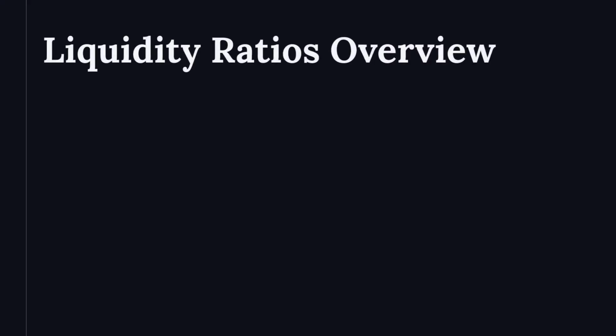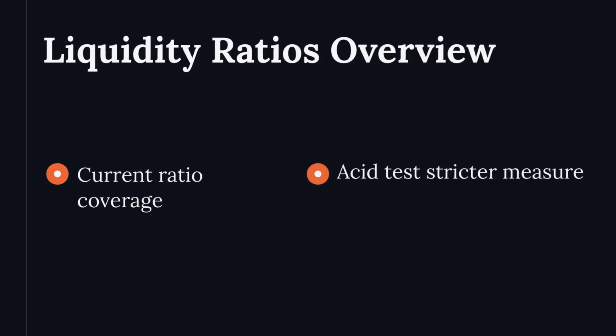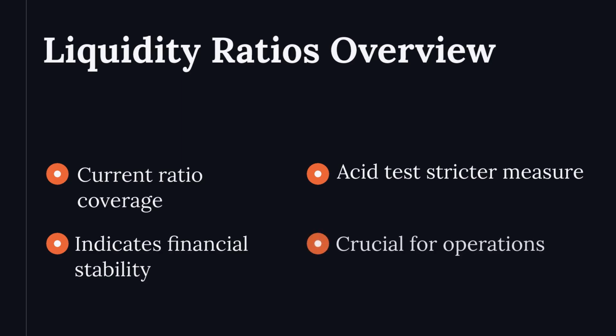Liquidity ratios assess the ability to meet short-term obligations. The current ratio measures asset coverage of liabilities. The acid test ratio excludes inventory for a stricter measure. These ratios indicate financial stability. They're crucial for operational continuity.